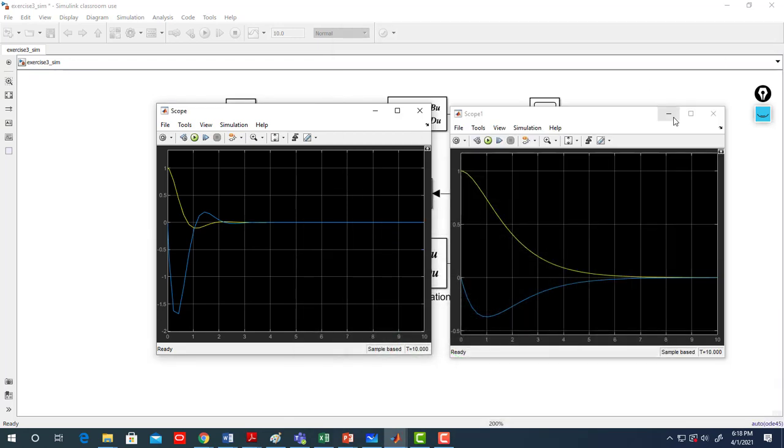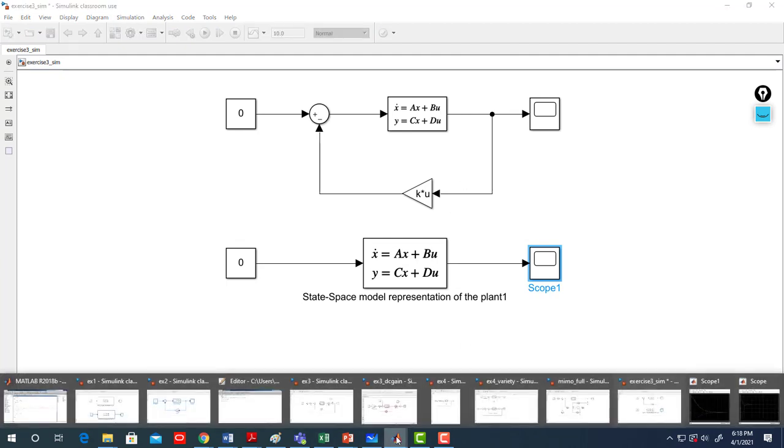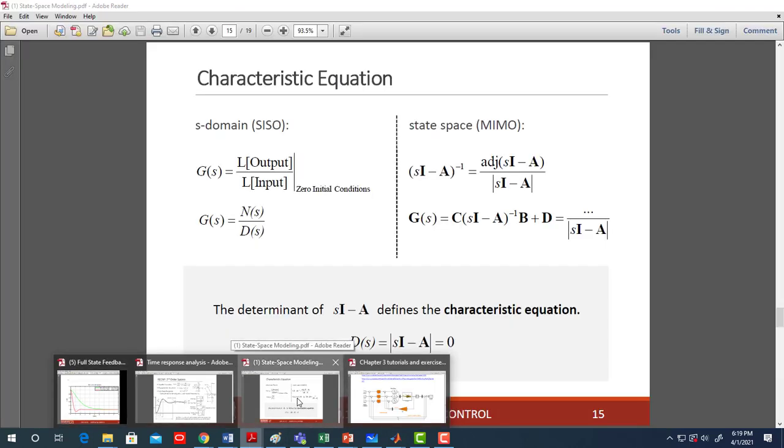Good. So this is just to show you how you can plot them, having them in Simulink. You can do it yourself for the remaining exercises. Like what you can do now is in your homework.